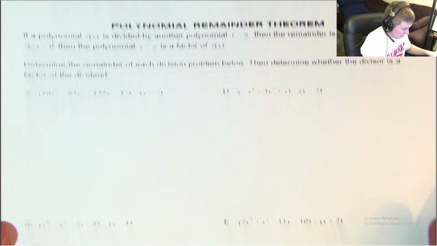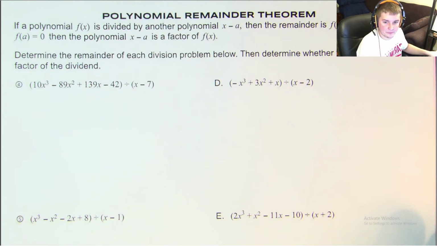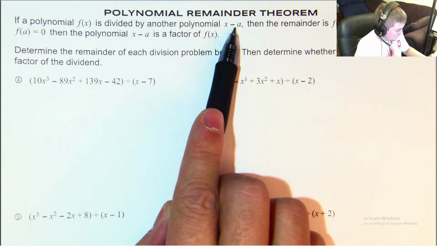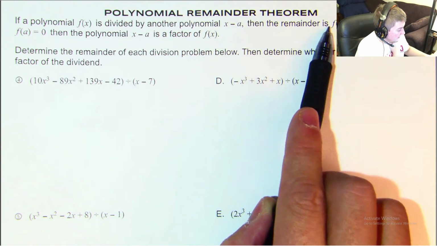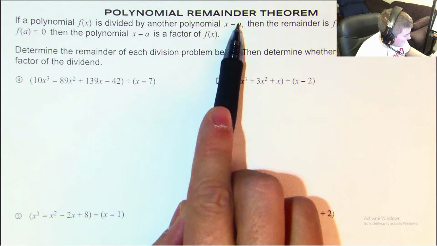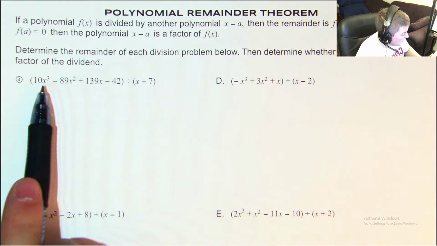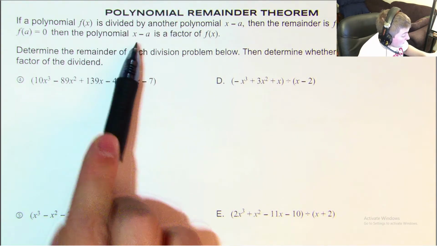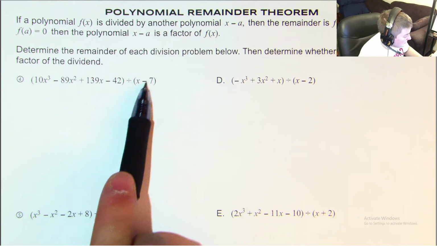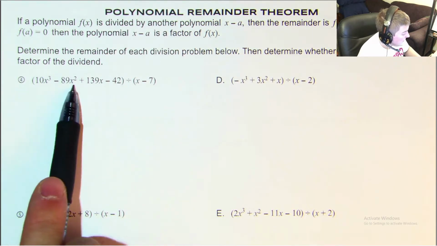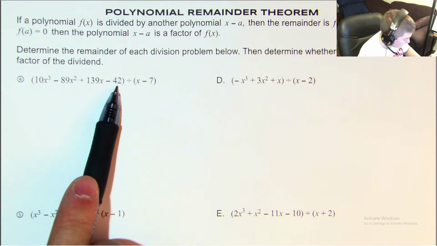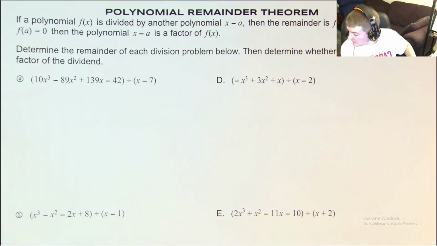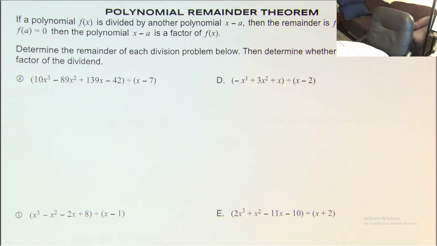So there is a polynomial remainder theorem. If a polynomial f of x is divided by another polynomial, x minus a, then the remainder is f of a, meaning whatever this a value is, the remainder will be whatever you plug into here. So if and only if f of a is 0, then the polynomial is a factor, meaning if I take the value that makes this 0 and I plug it into here, and this is 0, then that means this is a factor of this, meaning it divides into it evenly. Okay, so let me grab my calculator and we can see that together.